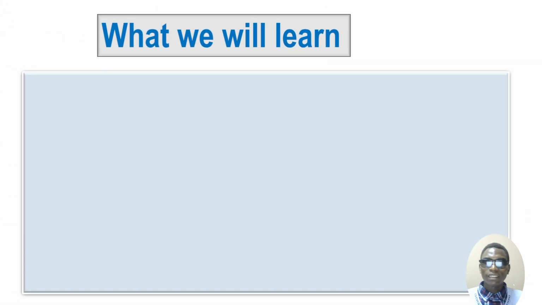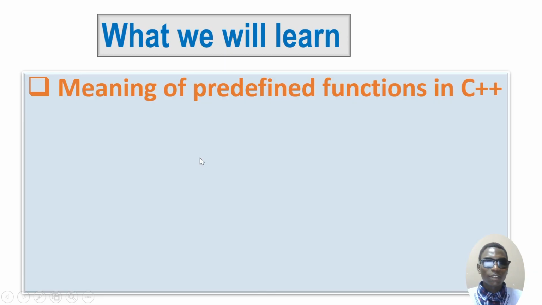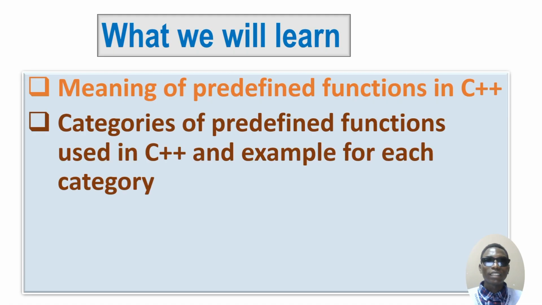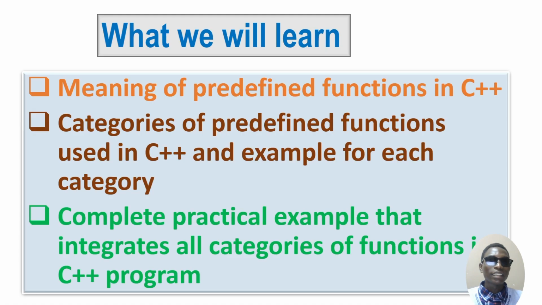Yes guys, before starting, let me show you what we are going to cover. First of all, we are going to see the meaning of predefined functions in C++. Then after, we will see categories of predefined functions used in C++ and an example for each category, right? Then also we will do a complete example that integrates all categories of functions in a C++ program, so that you can be aware of how these predefined functions are working, right? That's why I'm recommending you to watch this video until the end, so that you will end with the full package of these skills, right?